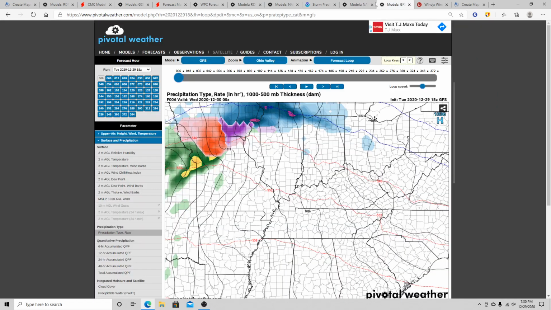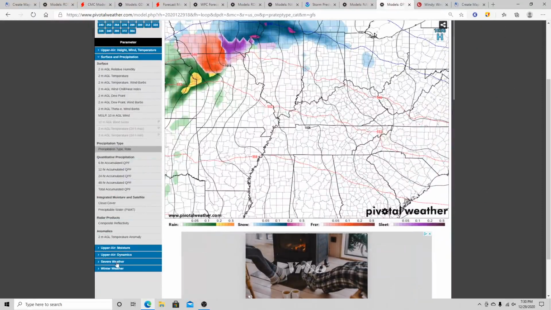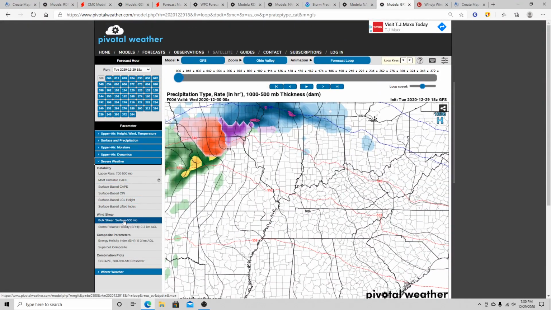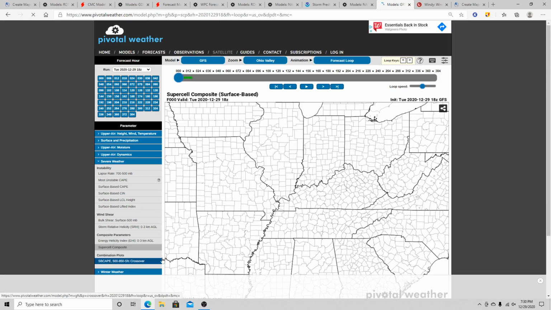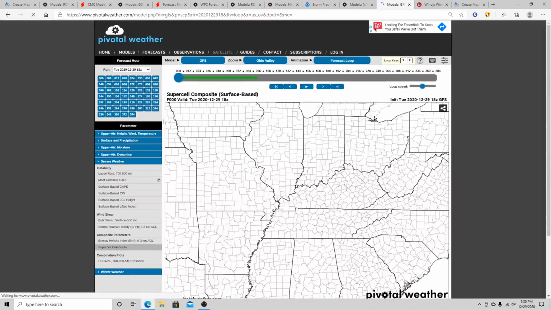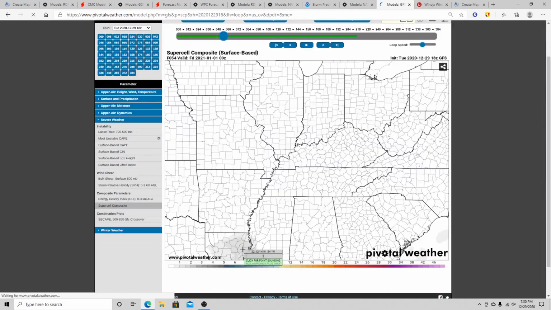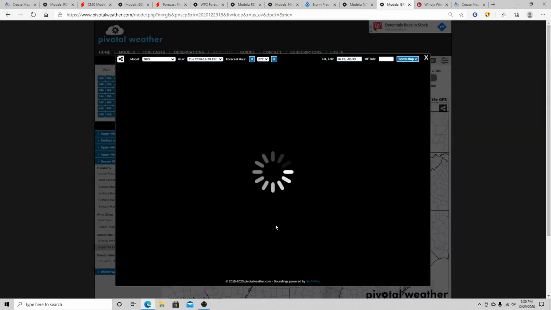The GFS is a little bit similar here as well. But this is not as high res, so it's going to show lower numbers. We'll look into the Supercell Composite very quickly here as well. And as you can see, like I said, it's going to show lower numbers. It's just as high as a 1. Although it does show pretty decent numbers when it gets into Central Tennessee there as well.